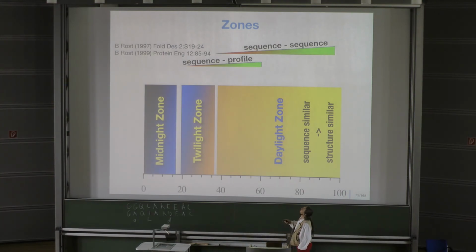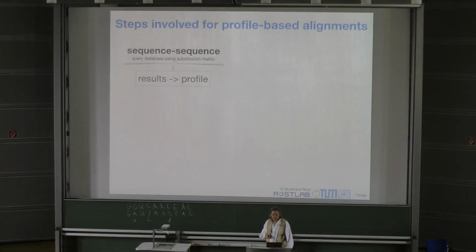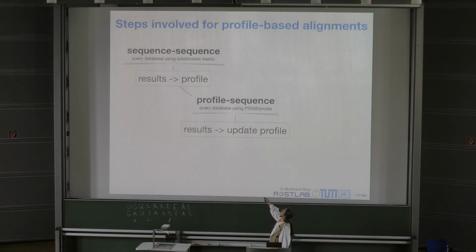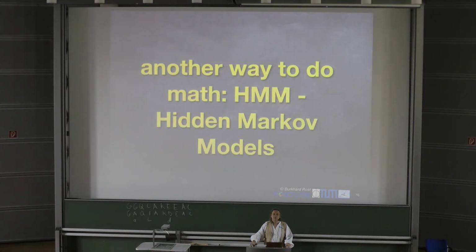We get into that in a minute. So again, what sequence profile methods do is they go into the twilight zone, much more into the twilight zone. And for profile-based alignments, you begin with a sequence, the result is a profile, then you do profile-sequence alignments, and the result of that is an updated profile, then you iterate. So the other way is the hidden Markov model.